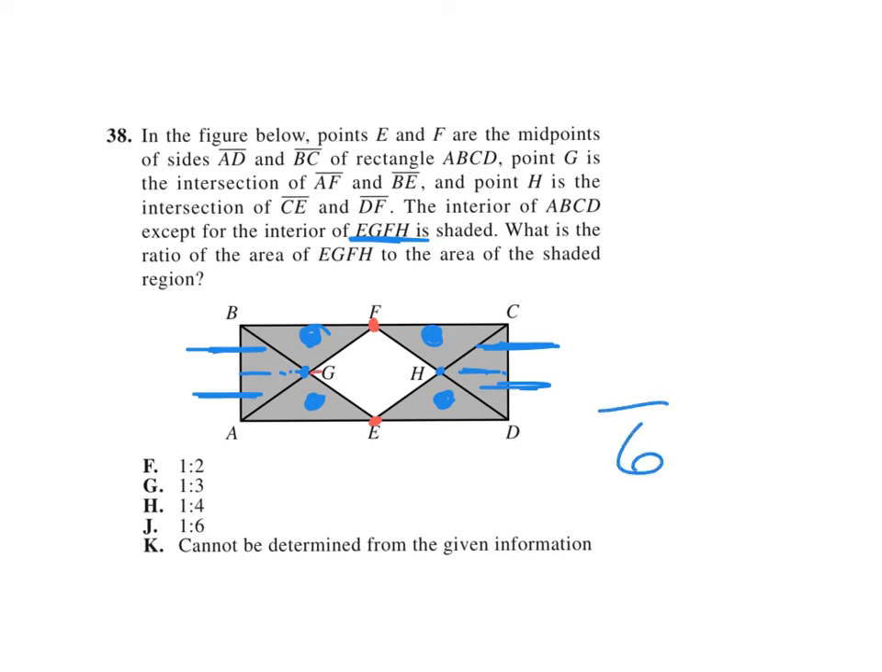Well, this interior, if I cut this in half right here, here's 1 triangle, 2 triangles that are the same size as these others that are not shaded. So the ratio is 2 to 6, or 1 to 3.